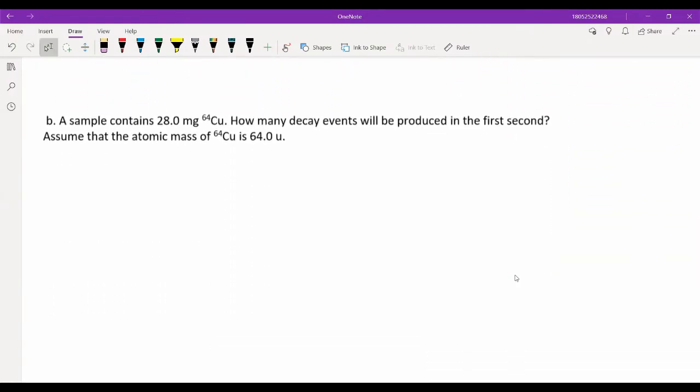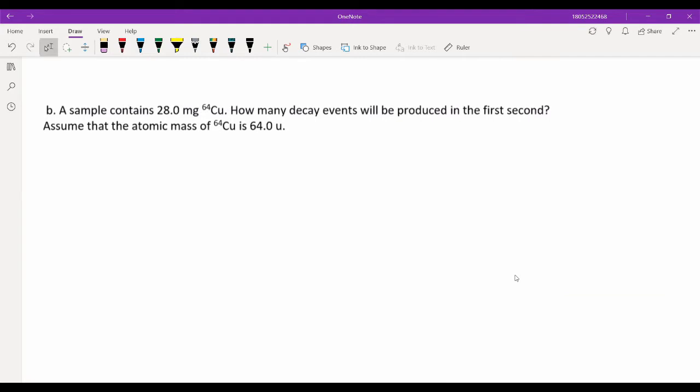Part B, we have a sample containing 28 milligrams of this copper-64 isotope. How many decay events will be produced in the first second? If you remember first order, basically the rate law looks something like this, where you just have the concentration of your reactant to the first power. Sometimes you can use a capital N for the nucleus or nuclei, so it's kind of like that.